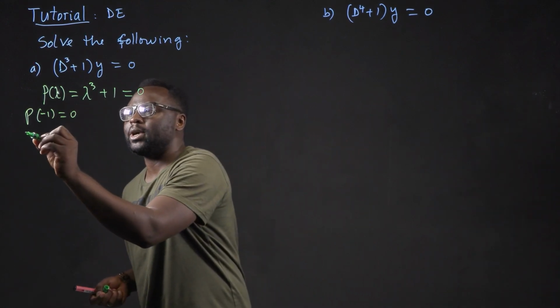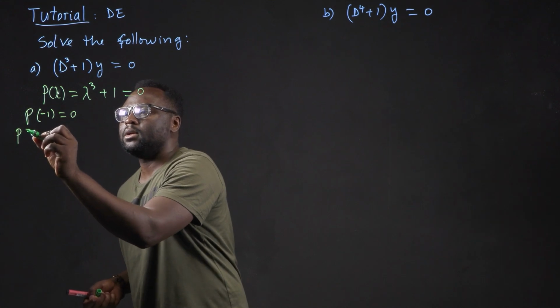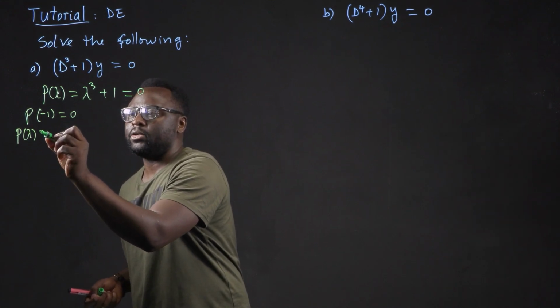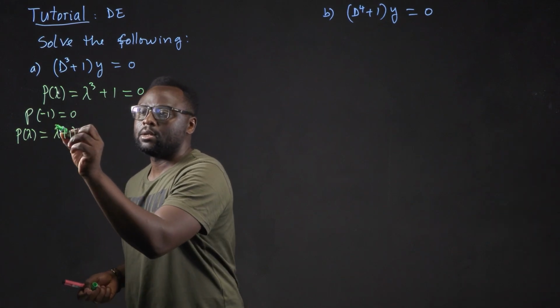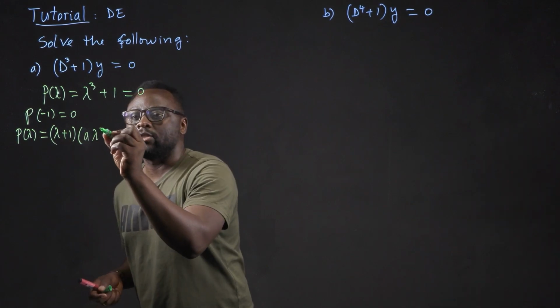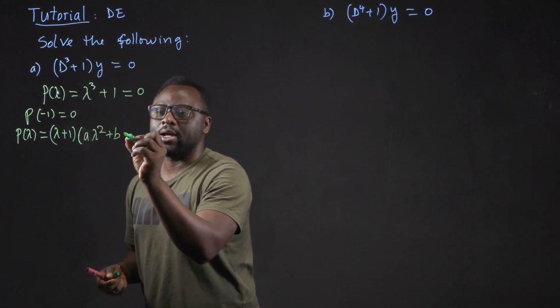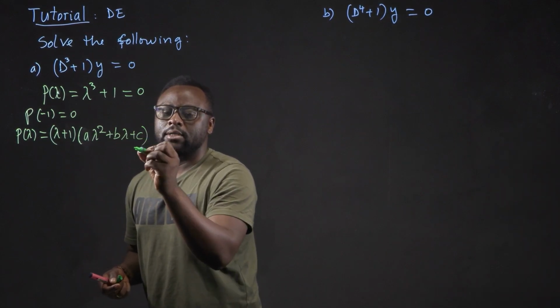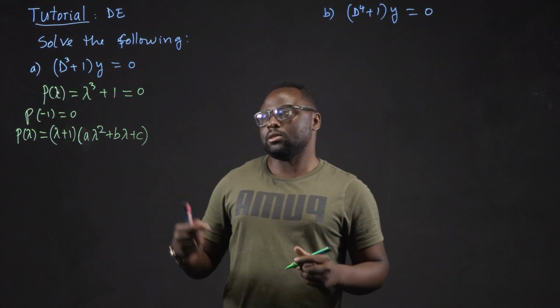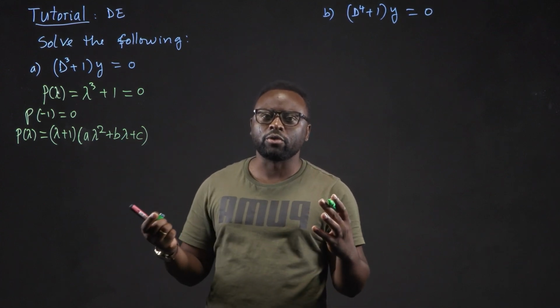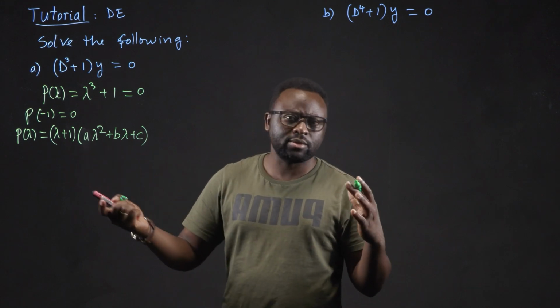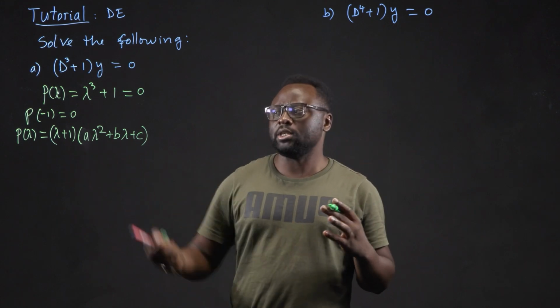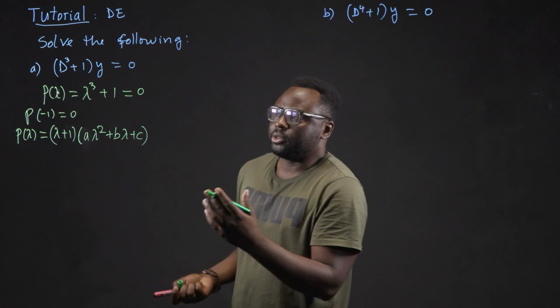Then I can choose to write this p of lambda, as I already know that minus 1 is a solution. It means lambda plus 1 times a lambda square plus b lambda plus c. We are looking for a, b, and c. Of course, we have different methods from school to find the root of a polynomial. So this is just an example. You can use any method to solve this. This is just a simple method I want to introduce here.